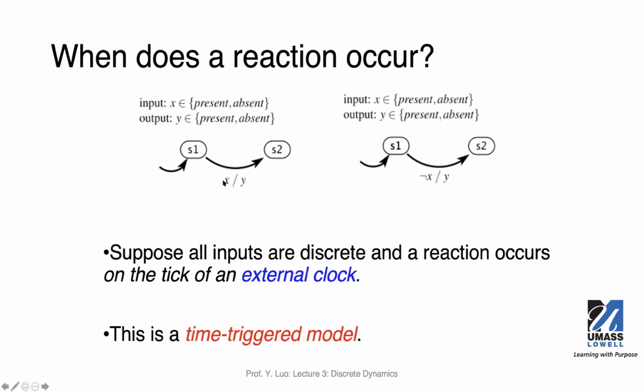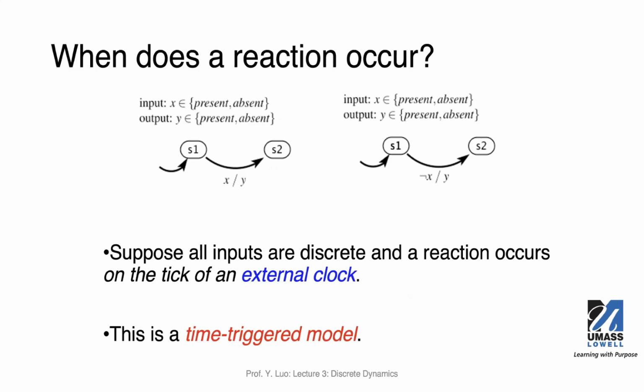So no matter what you have as the input signal, present or absent, this guard will be evaluated on every clock tick. Could be the rising edge, could be the falling edge, but we're going to be evaluating this predicate as the guard to decide whether this transition is taken or not. So it may happen.